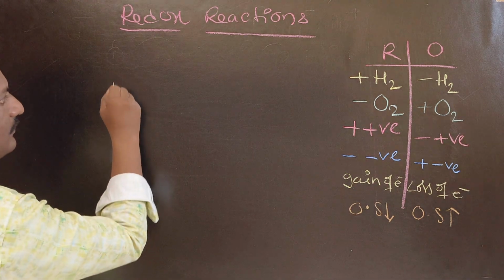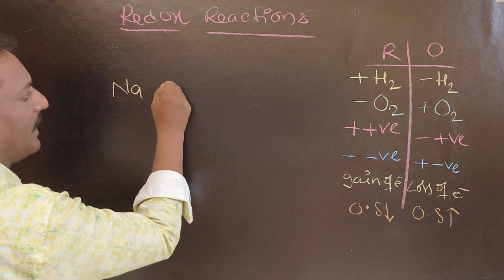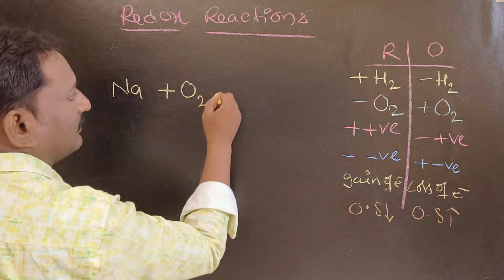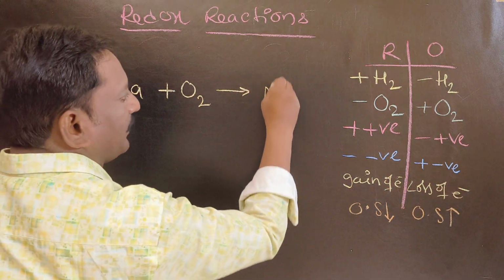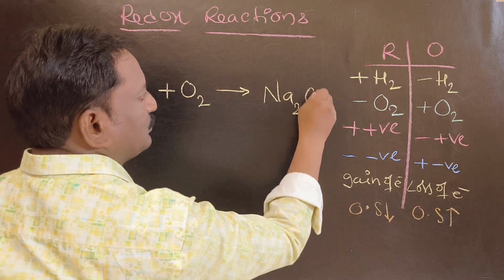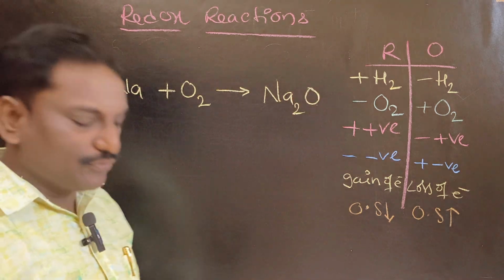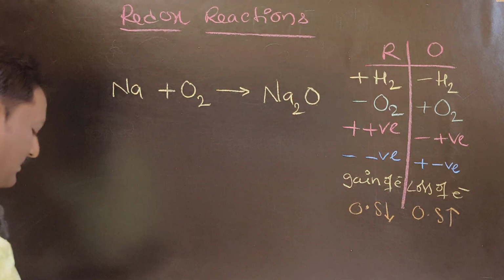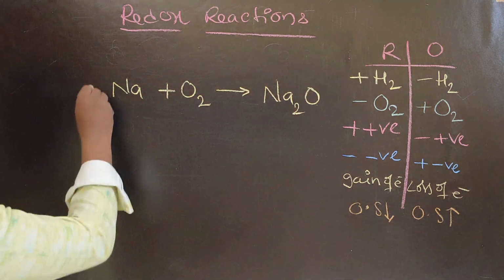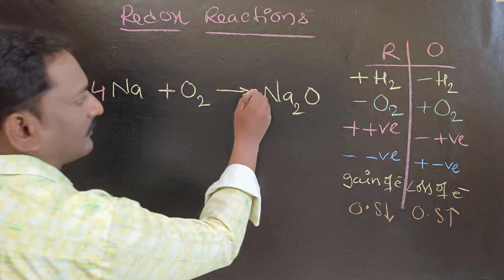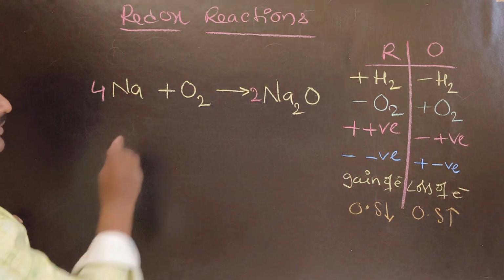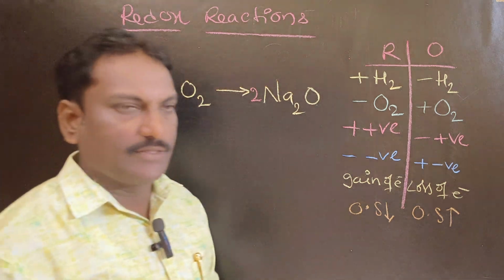Sodium reacts with oxygen to give sodium oxide. Sodium reacts with oxygen gives sodium oxide. So let us balance the chemical equation. This one is 4Na + O2 gives 2Na2O, right? This is a balanced chemical equation.